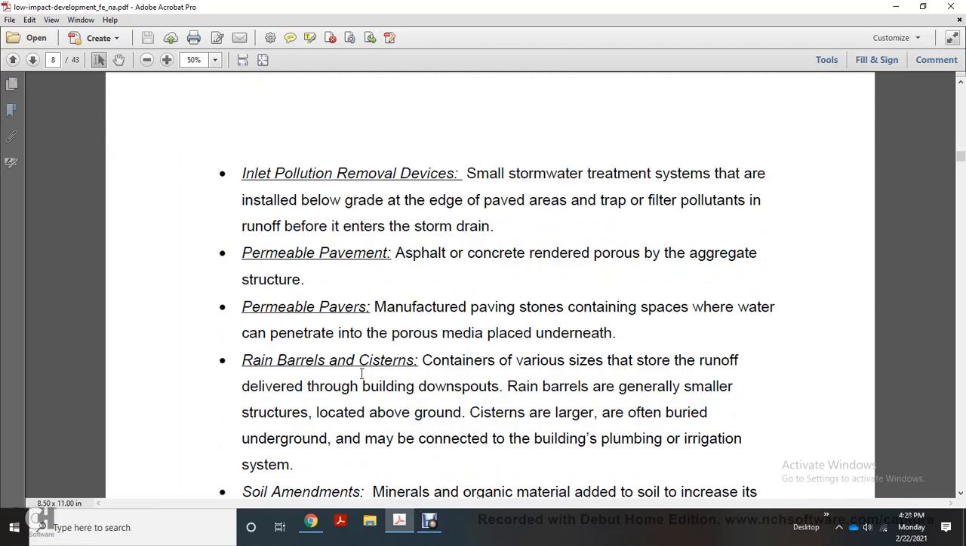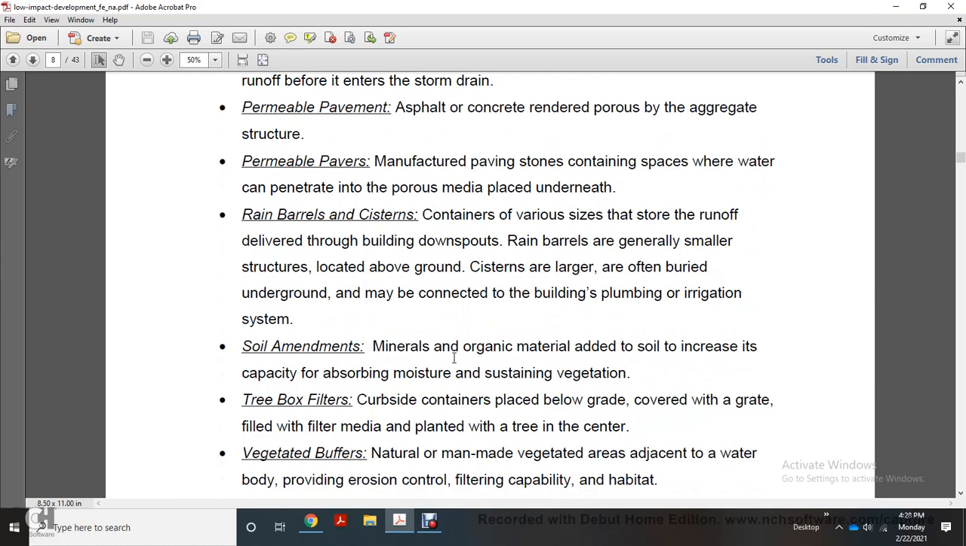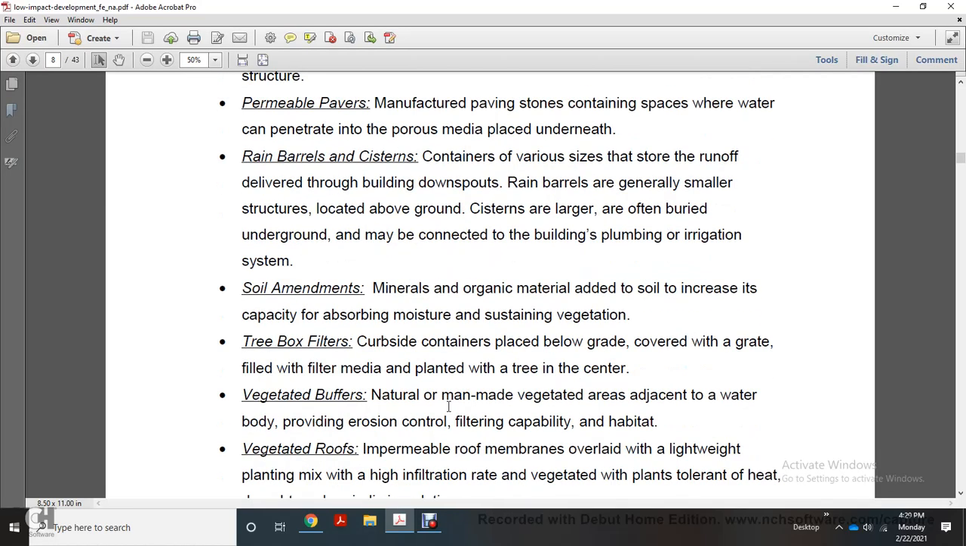Rain barrels and cisterns: containers of various sizes that store runoff delivered from building downspouts. Rain barrels are generally smaller structures located above ground. Cisterns are larger, often buried underground, and may be connected with the building's plumbing and irrigation system. Soil amendments: mineral and organic materials added to the soil to increase its capacity for absorbing moisture and sustaining vegetation. Tree box filters: curbside containers placed below grade, covered with a grate, with filter media and a tree planted in the center. Vegetated buffers: natural or man-made vegetated areas adjacent to a water body, providing erosion control, filter capacity, and habitat.